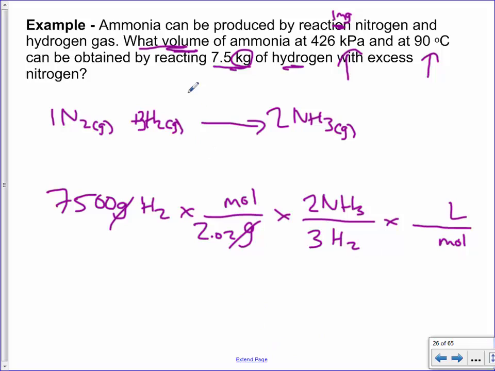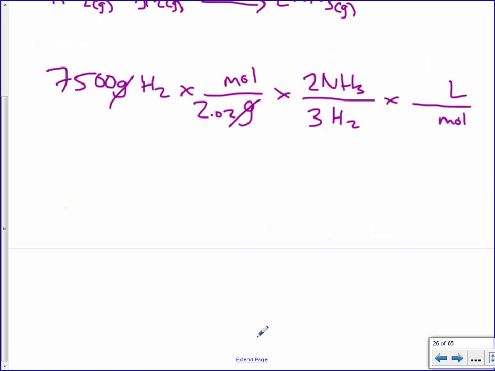You guys remember how at STP it's like 22.4, and at SATP it's 24.8? Are we at either STP or SATP? No. So we're kind of hooped because we'd like to use either 22 or 24 here. But we could find that number. I actually had you guys do this as one of the questions on your assignment. I asked you to prove where those numbers came from. And it hopefully looks something like this.